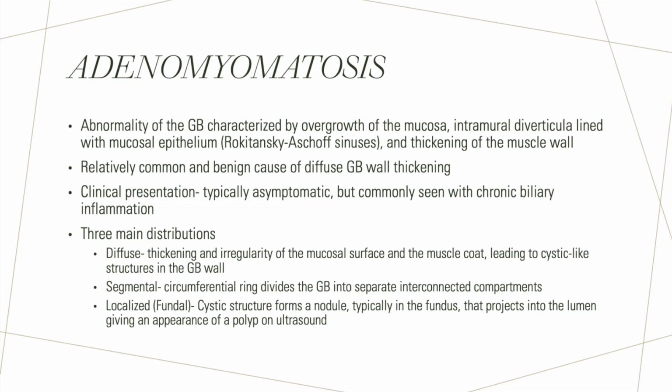You may have segmental, so circumferential rings that divide the gallbladder into separate interconnected compartments, and a localized or fundal form, so these are cystic structures that form a nodule, typically in the fundus, that project into the lumen, giving an appearance of a polyp on ultrasound.